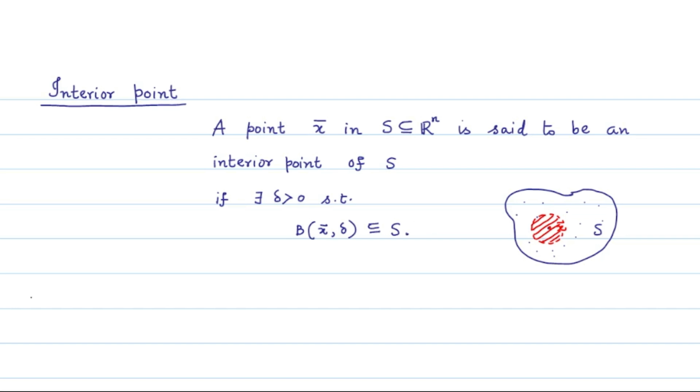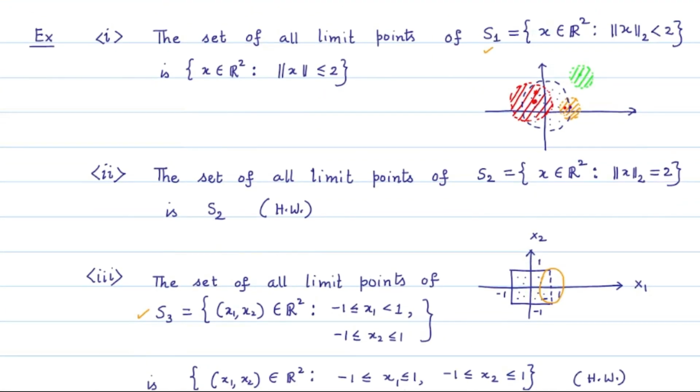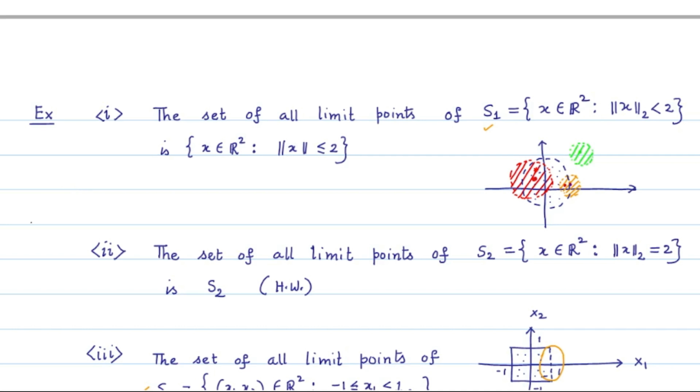Let us now try to execute the set of all interior points of the 5 sets that we had considered during identification of the set of all limit points. For the set S1, to identify the set of all interior points, let us afresh draw the region given by the set S1, which is this circular region, excluding the periphery of this region.